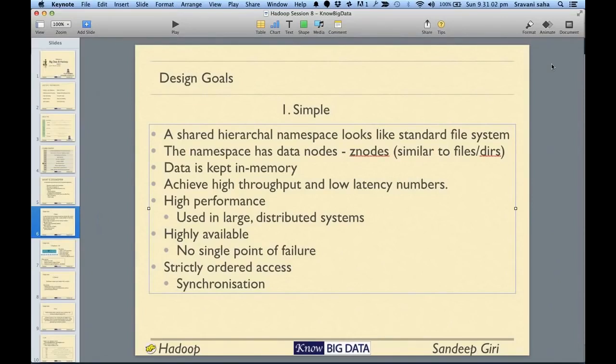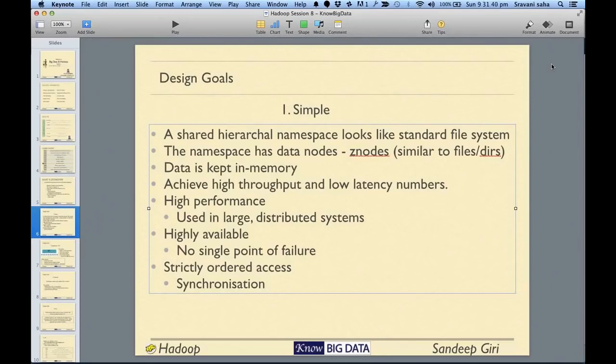So it is a very simple hierarchical namespace that looks like a file system, and this namespace has something called znodes, which are similar to files or directories. The difference is the data is kept in memory and it's disk supported. Even if the server shuts down, there is a backup. It achieves high throughput and low latency numbers, and is highly performant, used in large distributed systems.